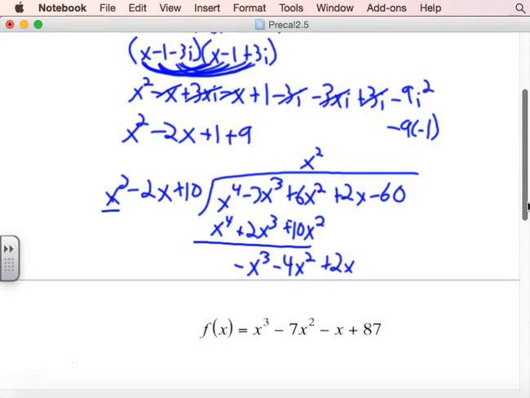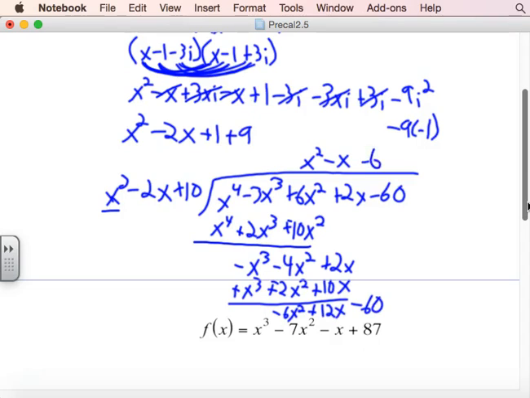What do you multiply x squared by to get minus x cubed? Negative x. Negative x times everything: negative x cubed, positive 2x squared, and minus 10x. Now when you go through and subtract everything, you're going to add that, subtract this, add this. So we get minus 6x squared, and then we get 12x, and you bring down the 60.